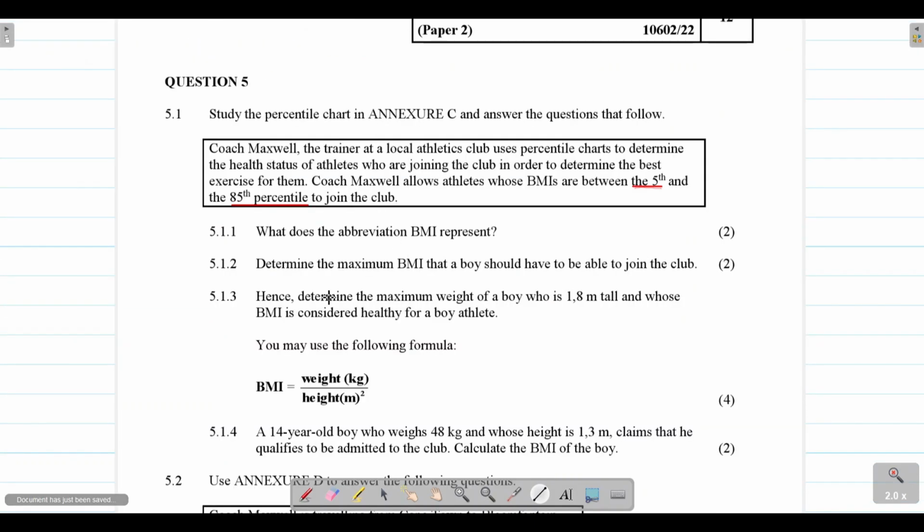So to answer the question, determine the maximum BMI that a boy should have to be able to join the club. We found that the maximum BMI that a boy should have to be able to join the club is 27 kilograms per meter squared.